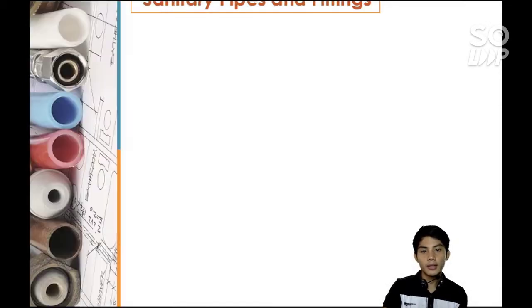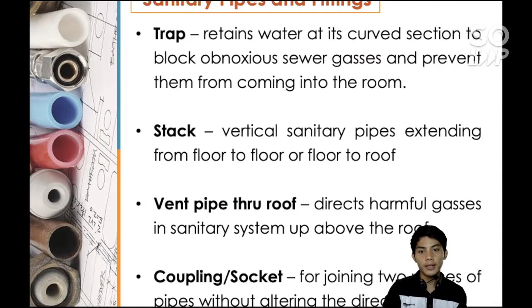Another sanitary pipe is the trap. This retains water at its curved section to block obnoxious sewer gases and prevent them from coming into the room. Then the stack. This is the vertical sanitary pipe extending from floor to floor or roof to roof. Then we have the vent pipe through the roof. This directs harmful gases in the sanitary system up above the roof.